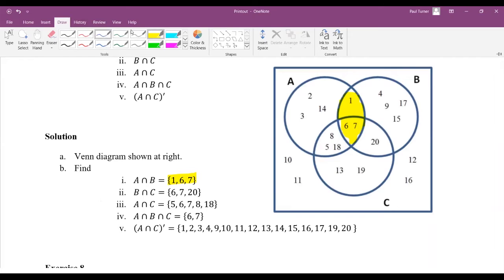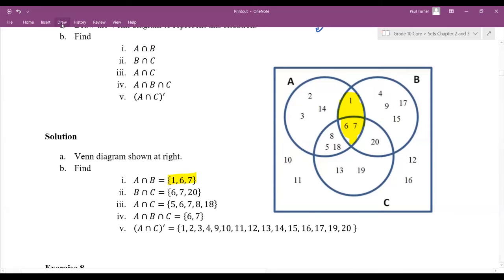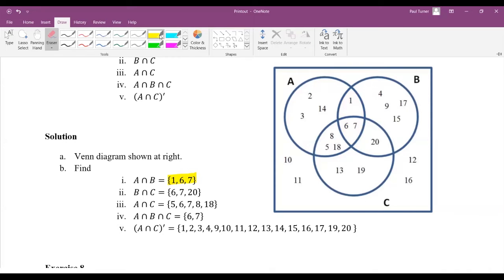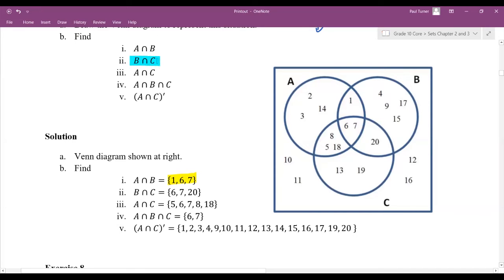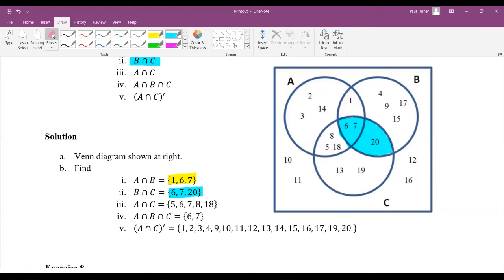So how about B intersection C? Let's clean it out. So B intersection C, you've got your two circles, B and C. Where do they intersect? Here. Because you're in A, doesn't matter. I need to be in B and C. I don't care whether I'm in A or not, okay? So in that case, it's 6, 7, and 20 for that one. I think you have this, the answer's already here, so there's nothing to copy, you just watch.